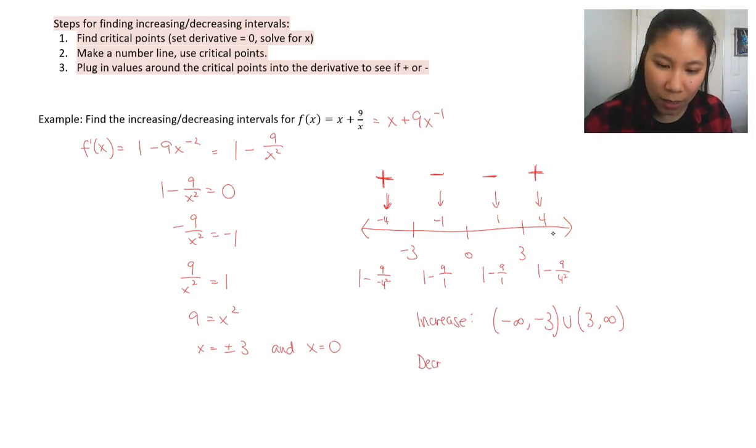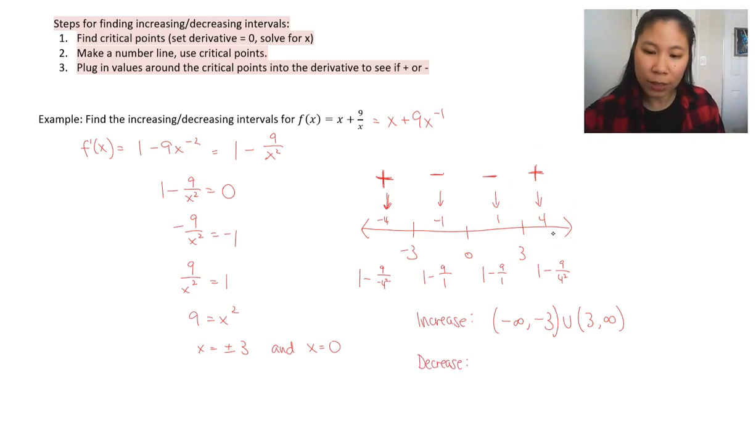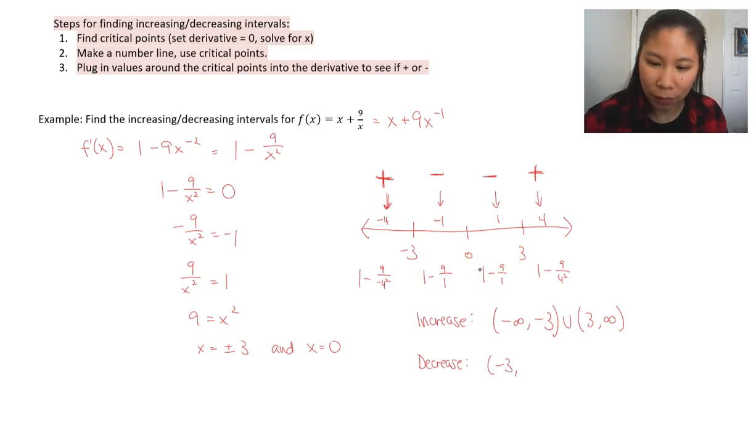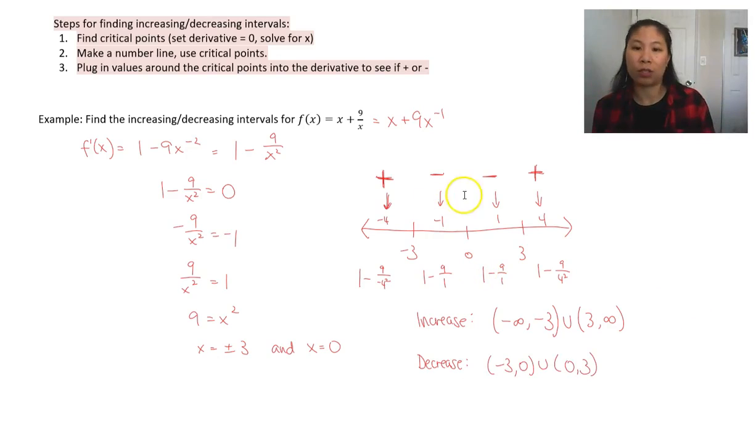Okay, and then decreasing. So for decreasing here, we have 2 sections, from -3 to 0 and from 0 to 3. And I know it looks like they're connected, but remember that 0, because it's a critical point, is neither increasing nor decreasing. So you still have to write it out as -3 to 0 and from 0 to 3, even though it looks like there's 2 sections in a row that are decreasing. But you still have to split them up with that 0. Okay. So there's my other example of finding increasing or decreasing values.